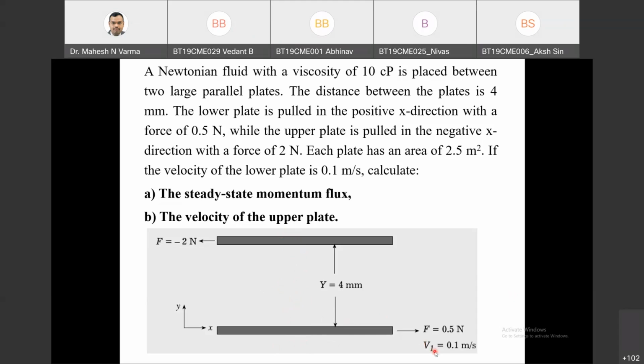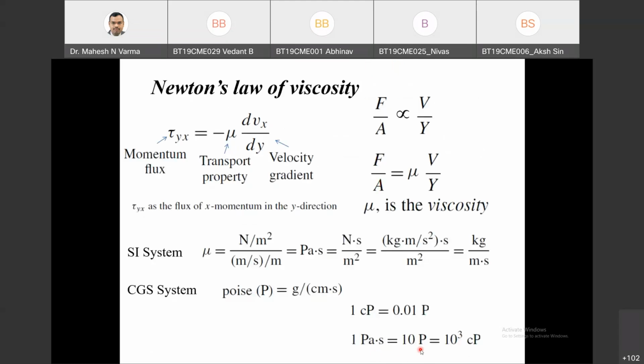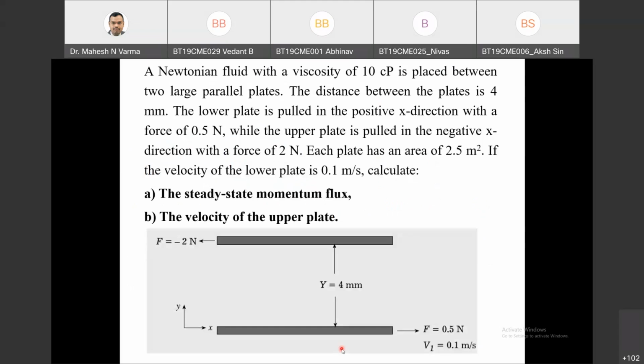Now, if the velocity of the bottom plate is 0.1 meter per second, what will be the velocity of the top plate if viscosity is 10 centipoise? First of all, convert this 10 centipoise into an SI unit. 1 centipoise equals 10 raised to minus 3 Pascal second. So 10 centipoise will be equal to 10 raised to minus 2 Pascal second.